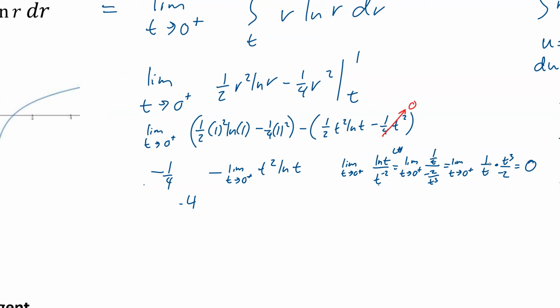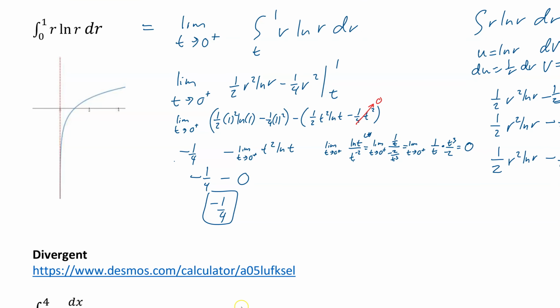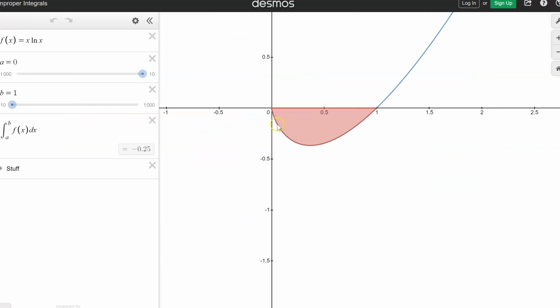So we have negative 1/4. It's nice when it writes the fraction. Negative 1/4 minus 0, negative 1/4. So that is our limit. And so there was our graph. We're going from 0 to 1, and you can see it's negative 0.25.